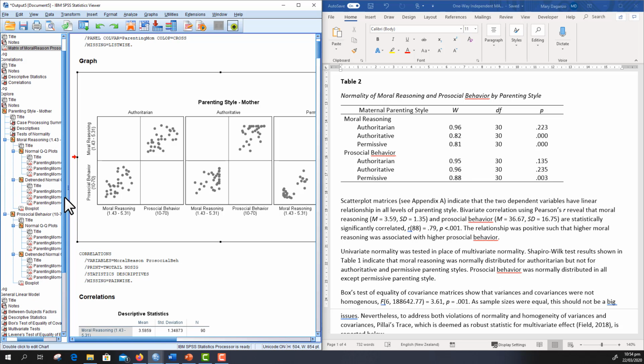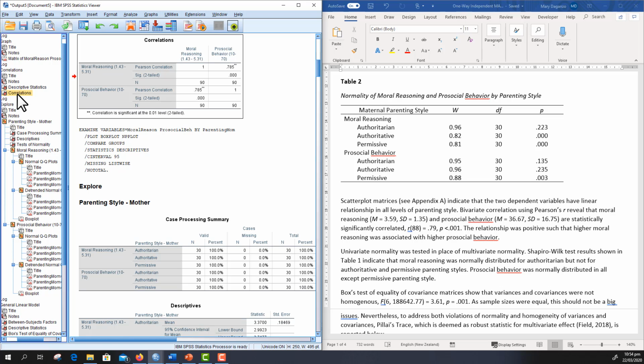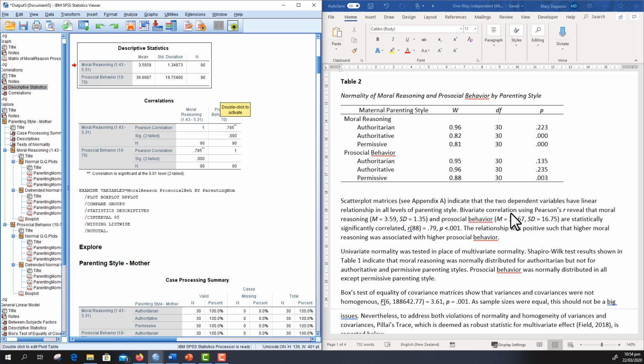Bivariate correlation, as we saw in our correlation results using Pearson's r, reveals that moral reasoning, and then we report the means and standard deviation, as we can see from this table here, are statistically significantly correlated. So you have your r value, the r symbol, which represents the Pearson's r coefficient, and then this is our degrees of freedom.